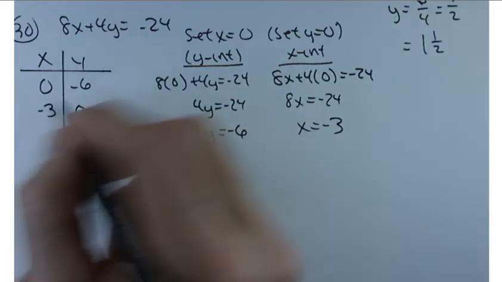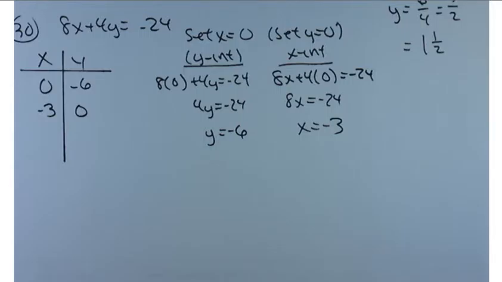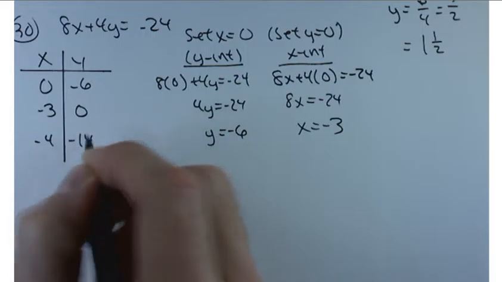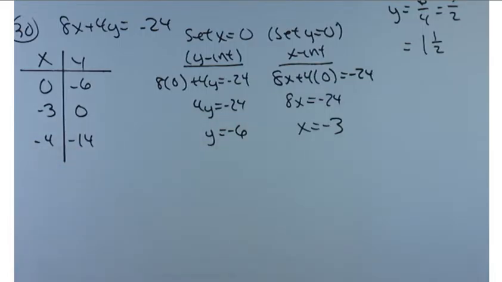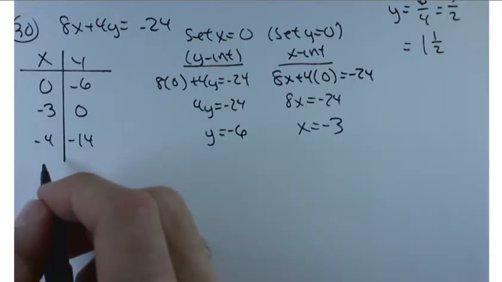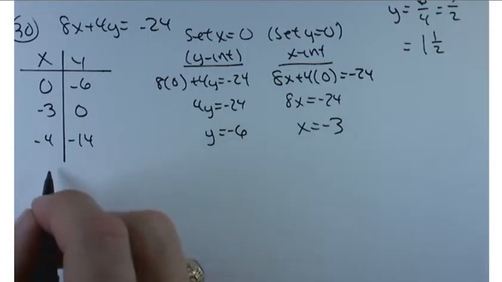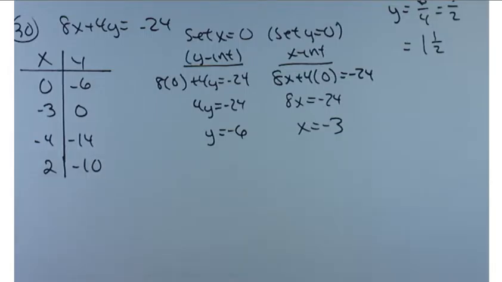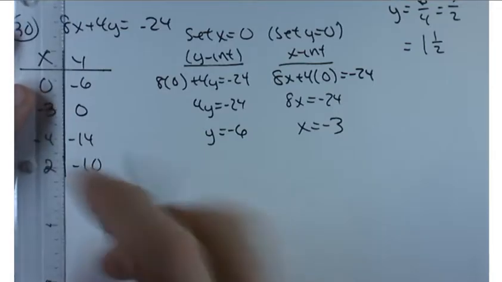Now, a couple of you ran into some problems because the points that you chose led to things that you couldn't easily graph. For instance, I think negative 4 and negative 14. Nothing wrong with that point at all. Unfortunately, it doesn't fit on our graph too well. Another one, I think, was 2 and negative 10. Again, it doesn't quite fit on your graph. So what do? You can either extend your graph or you can choose another point.